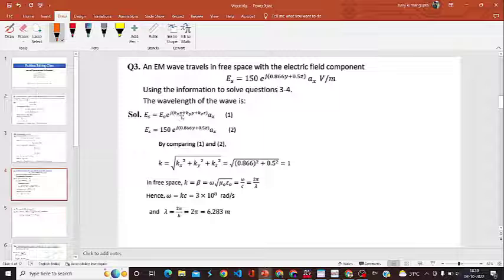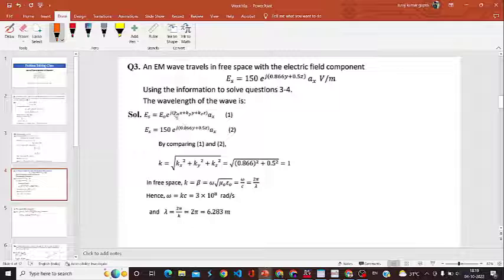Okay, where kx is the propagation constant along the x direction, ky is the propagation constant along the y direction, and kz is the propagation constant along the z direction. And ax is the direction in which the electric field is oriented, which is already given in the question. So what we will do is compare these two expressions.